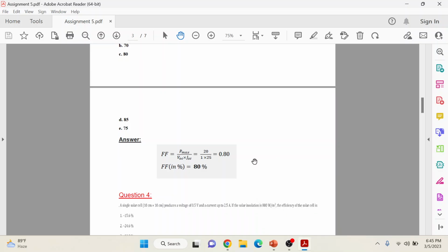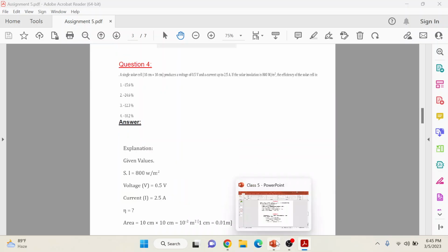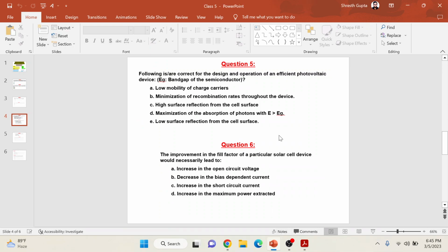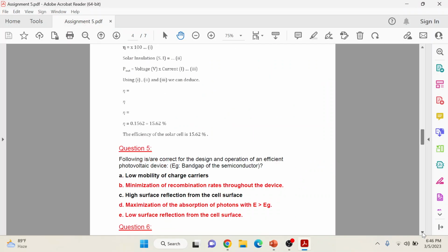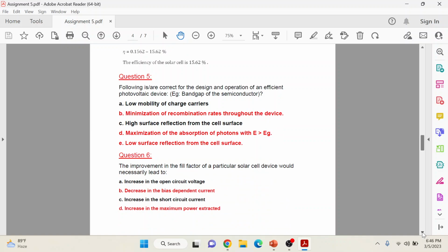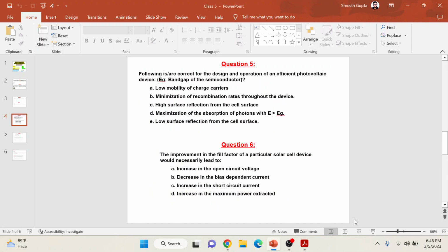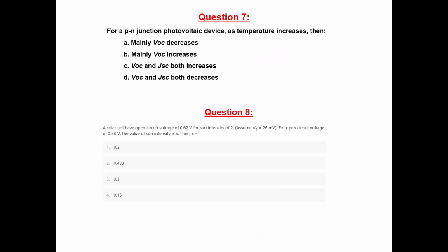Can you show me the options again? A is wrong. Decrease the bias dependent current, B is right. Increase the short circuit current, wrong. Then B and D. Great. It was an easy question. So the answers are B and D. Easy question, right? Yes, sir. Let's move to the next question.